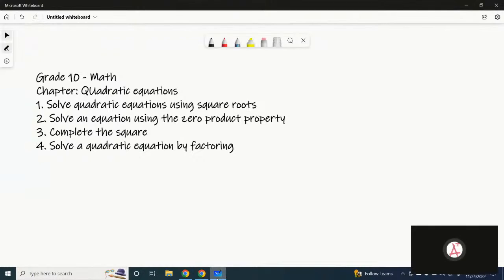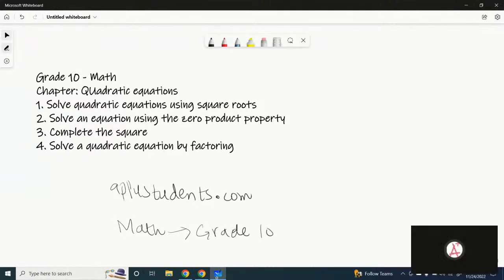So we're going to start with grade 10 maths. You can find all the lessons on aplusstudents.com. You have to log in there using your email address and password as provided by the administrator. Then you have to select math from the subject tab, scroll down to grade 10 maths, and then we're going to start with the chapter quadratic equations.